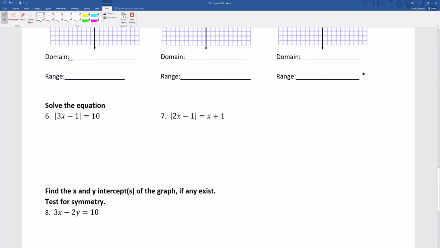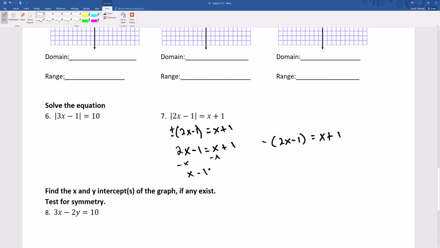All right, so solving the equation, remember, isolate the absolute value. Once you do, you can break it apart into a plus or minus. So that means there are two versions: you have the positive version, and you have the negative version. And now you solve each one. Subtract x: x minus 1 equals 1. Add 1, you get x equals 2. Distribute the negative. You're going to subtract x minus 1, so negative 3x equals 0. Divide by negative 3, you get x equals 0.